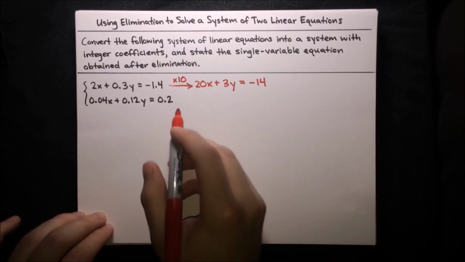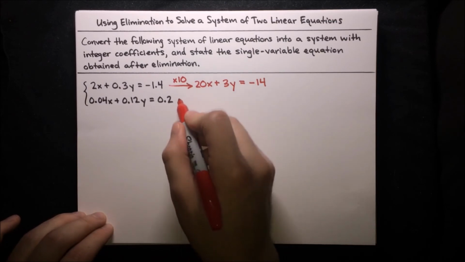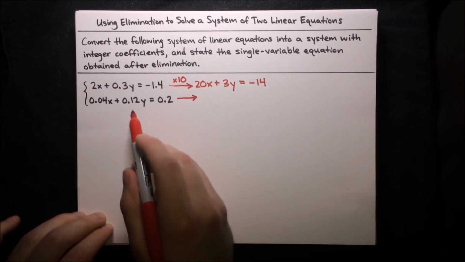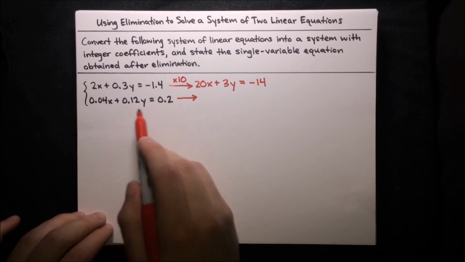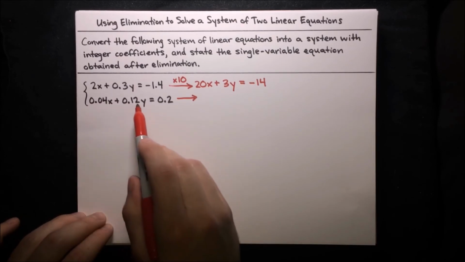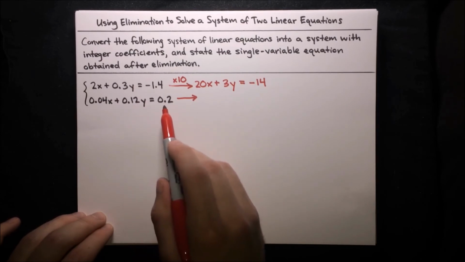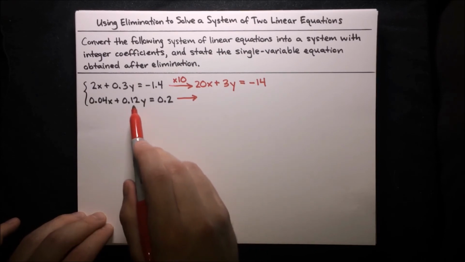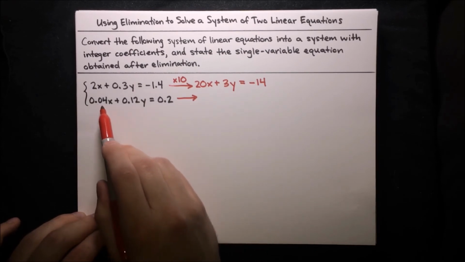Now for the second equation here, it's really just the same idea. So we're going to be multiplying by something to move the decimal place so that there's no decimals left. Now let's take a look. This time we've got something like 0.04, and that's two numbers behind the decimal. 0.12, again, that's two numbers behind the decimal. 0.2, that's just one number behind the decimal. But we find that two numbers behind the decimal is the most numbers behind the decimal, so we need to move the decimal place over 2 to the right.